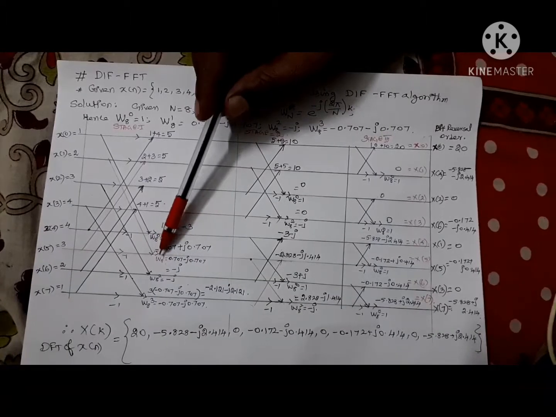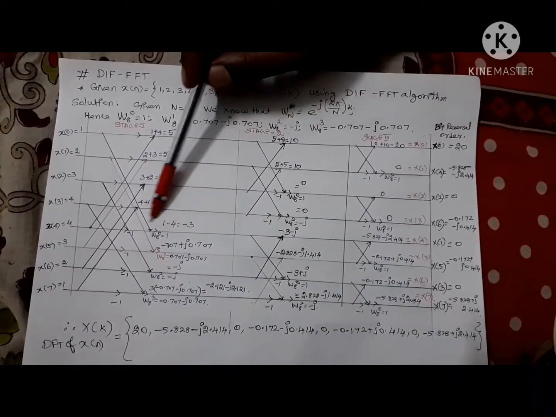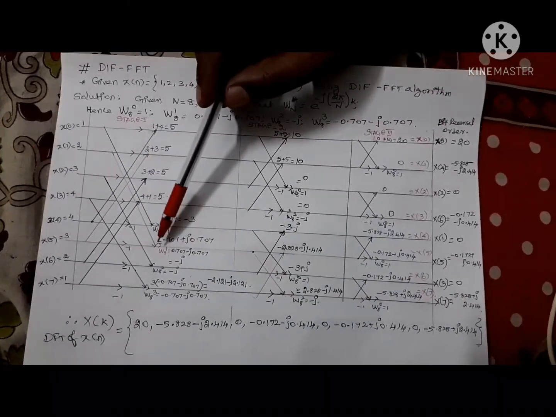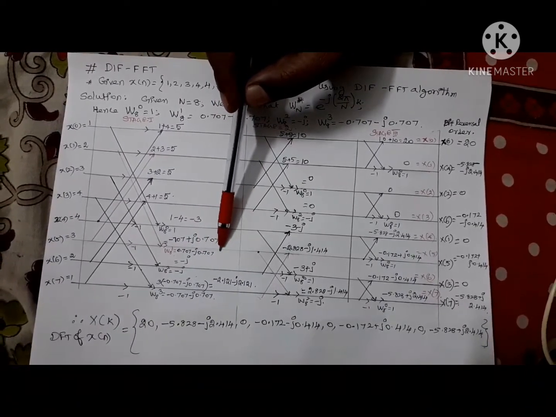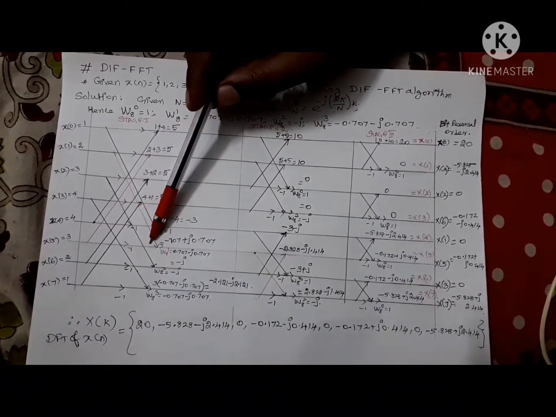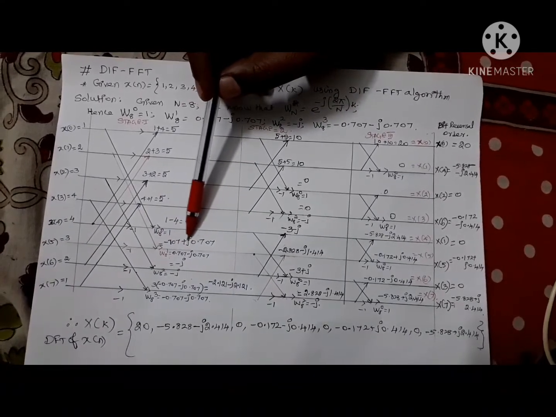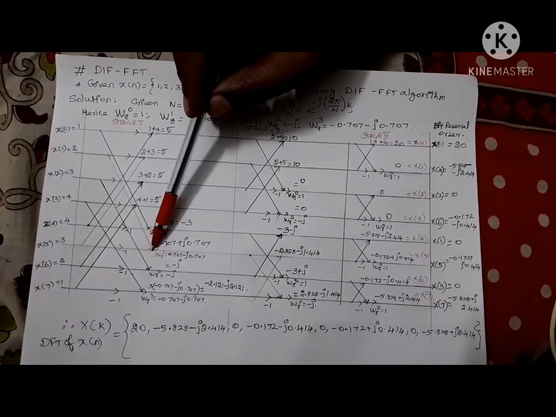Then multiply with the twiddle factor. Here there is no problem: W8 power 0 is 1, so whatever value comes remains the same. But W8 power 1 is 0.707 minus j 0.707. Already we have minus 1 here, so the answer changes to minus 0.707 plus j 0.707. This is the point you can understand.